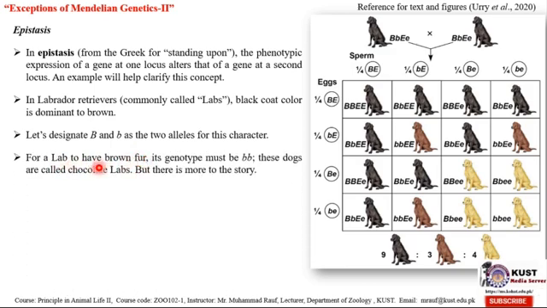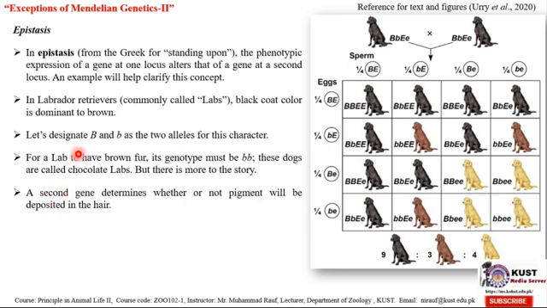Now for a lab to have brown fur, which is a recessive trait, the genotype must be bb. Both the alleles must be in homozygous recessive form, only then the phenotype will be brown. Now these dogs are called chocolate labs, but the story is not so simple here. There is one more angle to this story, one more twist in the story.